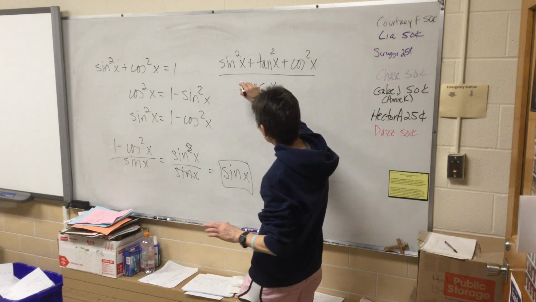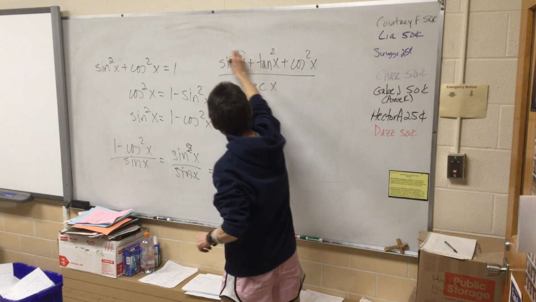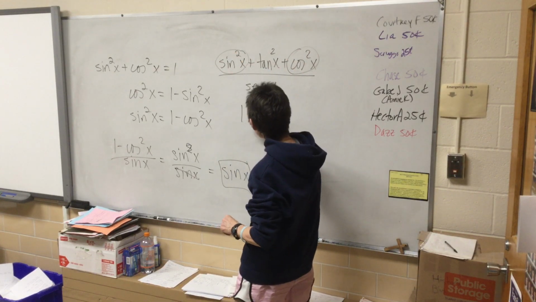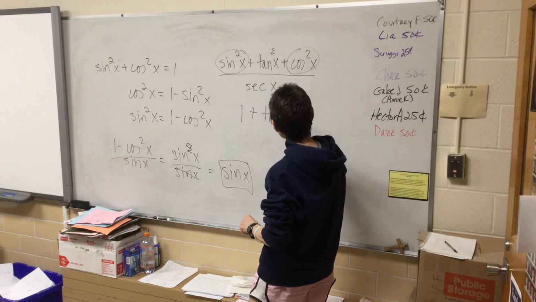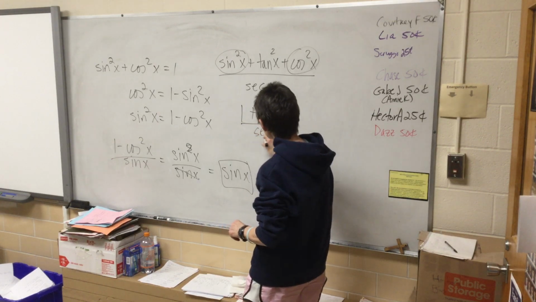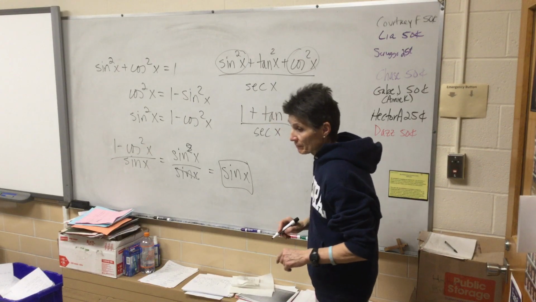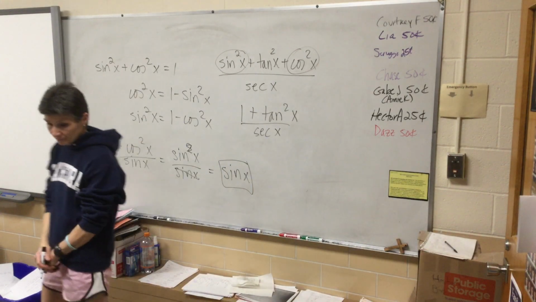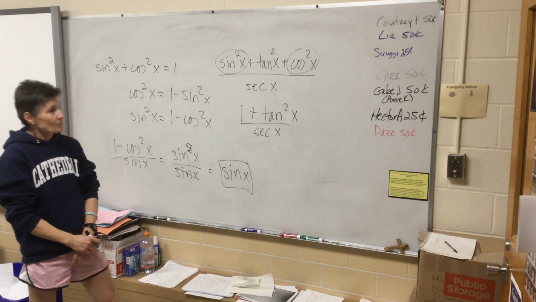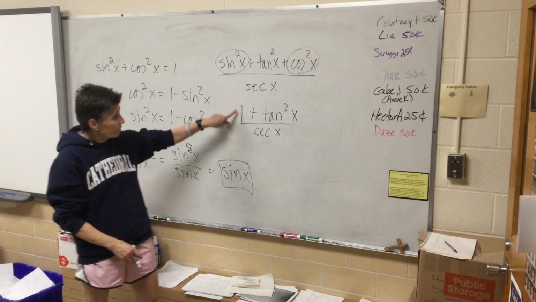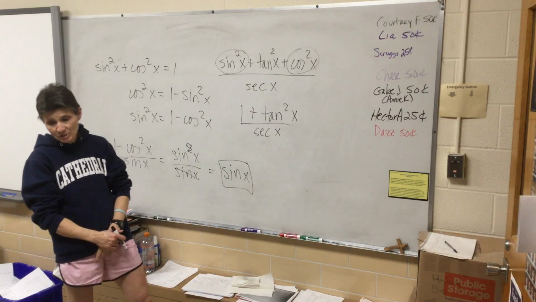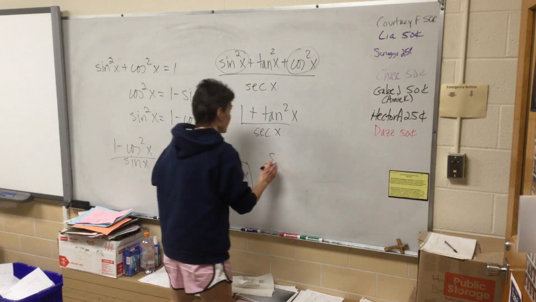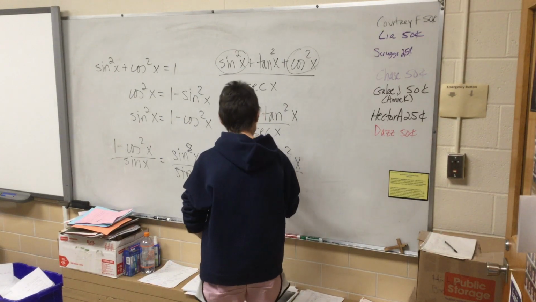Okay, so here we go. One at a time. This and this make 1. So now I have 1 plus tangent squared over secant. Would you agree with that? Yeah. Okay, so now I'm looking back at my sheet again. What does it say about 1 plus tangent squared? It equals secant squared. Exactly. So now I have secant squared over secant.